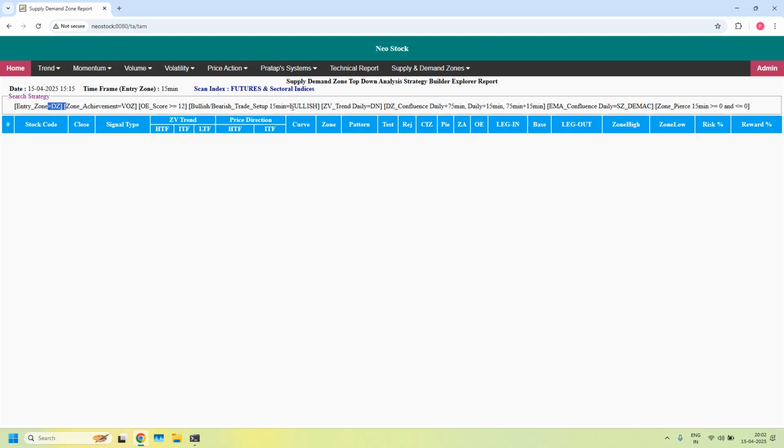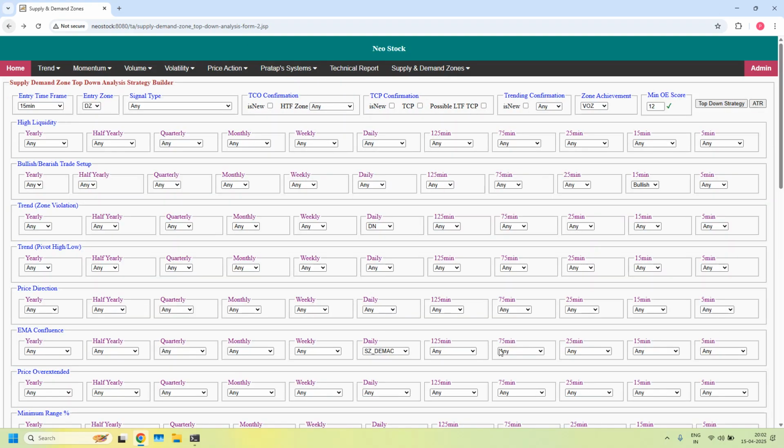Sorry. This is a bullish trade setup. Bullish trade setup, daily demand zone only. Oops. Daily demand zone with daily EMA confluence.